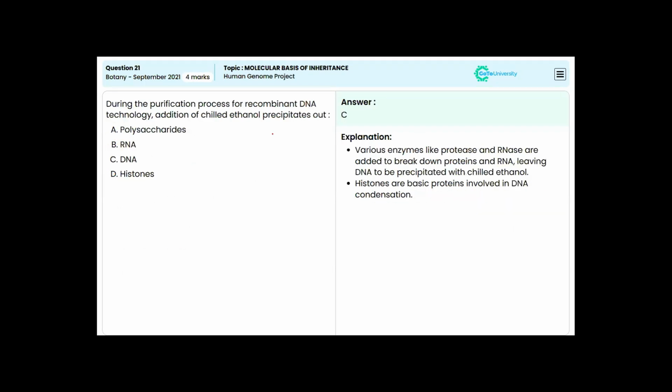Now moving to the next question from September 2021, question number 21 from botany. That is, during the purification process for recombinant DNA technology, addition of chilled ethanol precipitates out what? So it is exactly the DNA. That is recombinant DNA technology. We use it for creating our own gene of interest, inserting it into a host cell and making more copies.